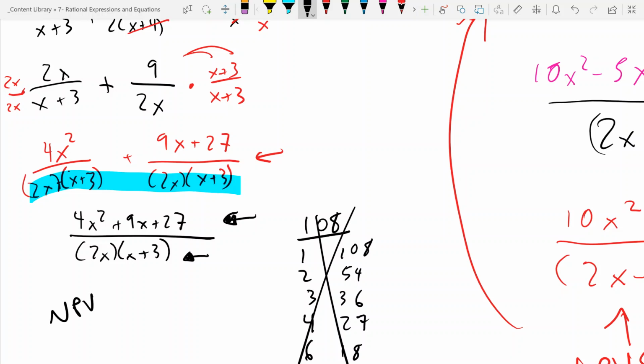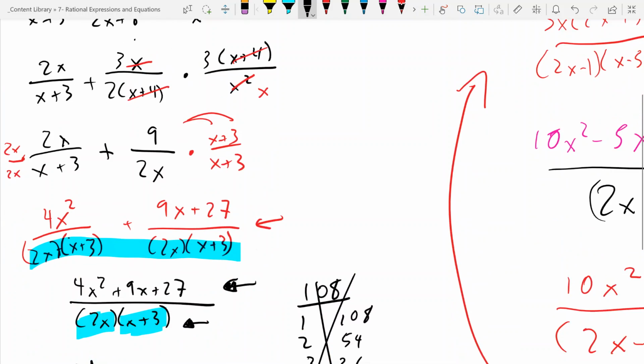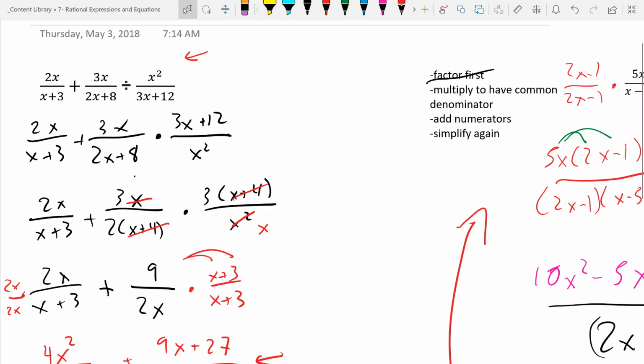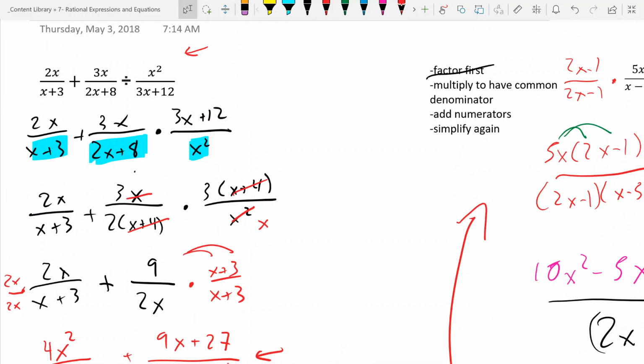We have to write our NPVs. So x cannot equal from here 0. From here -3. I'm going to check back earlier in the question, which is good because this gave me a different value. This still gave me the 0, and this gave me the -3, which I already had. And we had it here as well, -4.